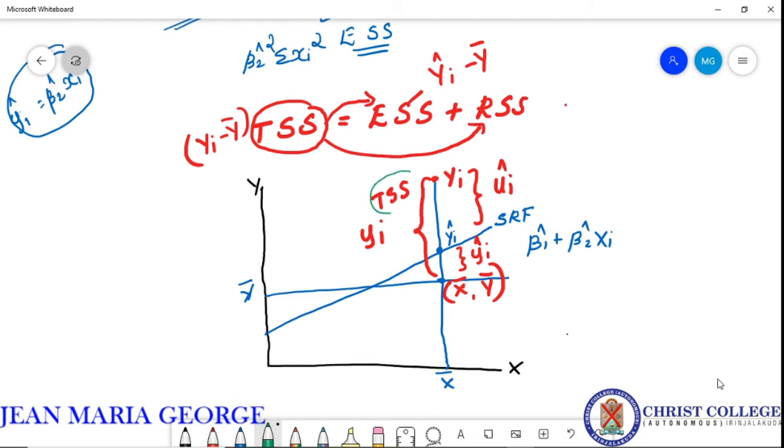Okay, so this is the total sum of square. Now small letter yi hat is explained sum of square, and ui hat, it is the residual sum of square. So this total sum of square is ESS plus RSS. So this equation is represented in this figure.